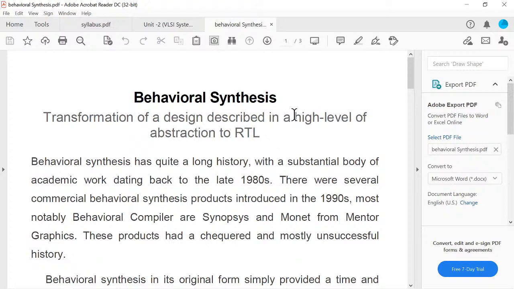Okay, so there are various levels through which we can start our chip designing process. It can be a top to bottom approach or a bottom up approach. Okay, first we start with behavioral synthesis.